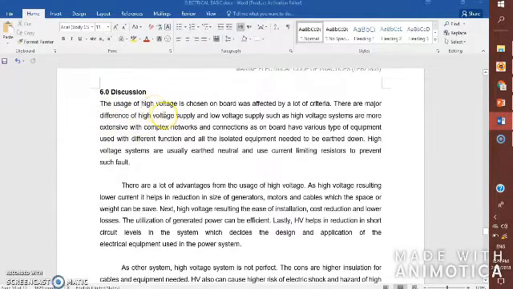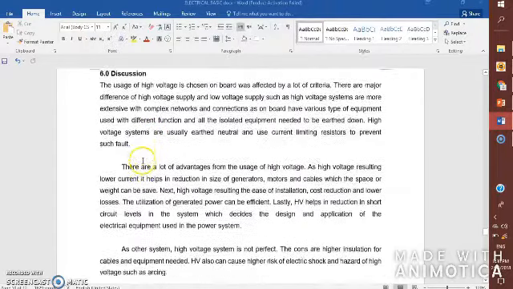As we all know, high voltage is mostly chosen on board ships because of a lot of criteria. The main difference is between high voltage supply and low voltage supply, since on board there are complex networks and connections, which is why high voltage is required. High voltage systems are usually neutral-grounded and use a current limiting resistor to prevent faults such as short circuits.